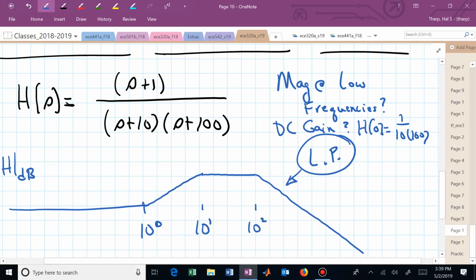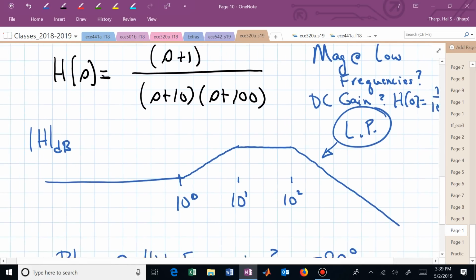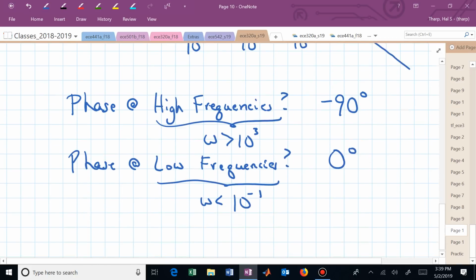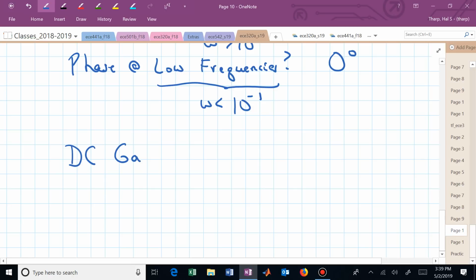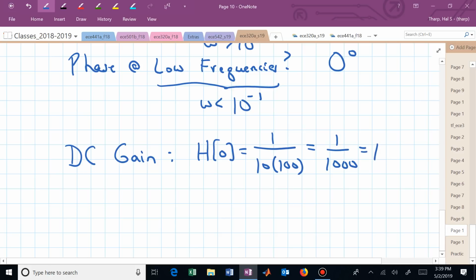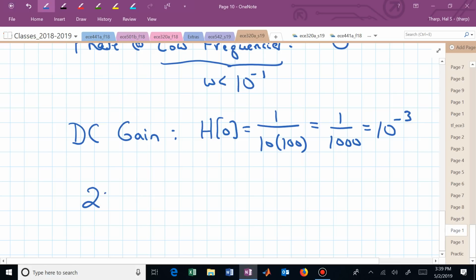And you could do that if you put it in time constant form. You would factor out a 10, you would factor out 100, and you would see you have 1,000 sitting downstairs. Or if you wanted to say the DC gain in absolute terms, that was H of 0, (10 to the minus 3). In dB, what is that? It's not very big, is it? Actually, it's a large negative value.